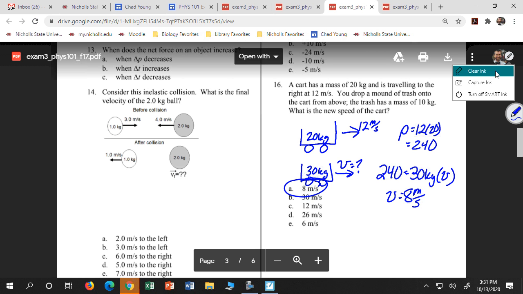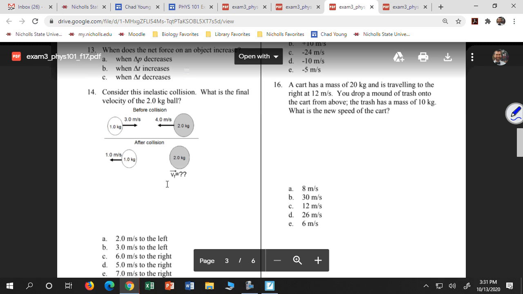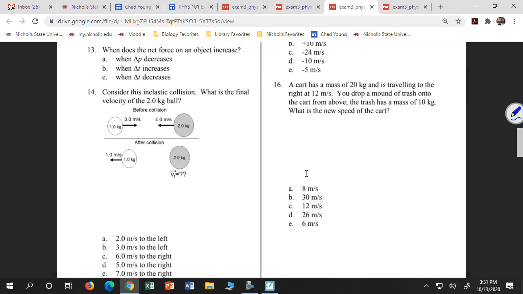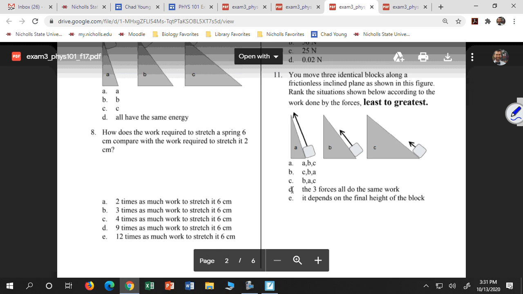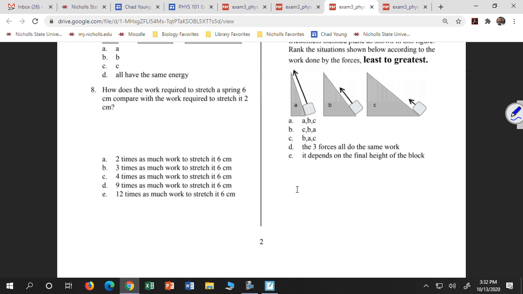Let's see what else we got. We can come back later if you want to work through this, but I think most people are good with problems like number 14. Yeah, Megan? Sure. Yeah, so this was kind of like the problem we were talking about earlier. Great problem.